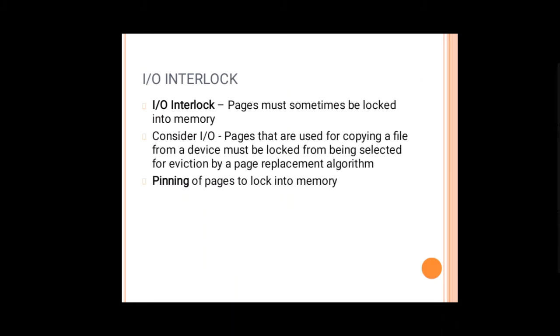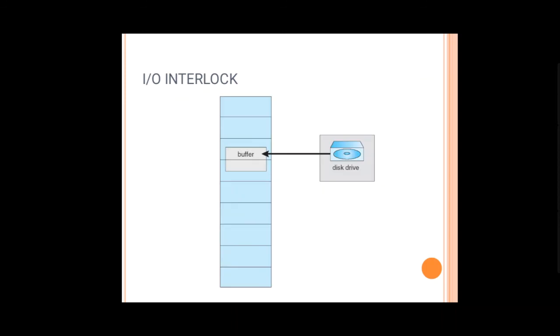So, I/O interlock. Pages must sometimes be locked into memory. Consider I/O: pages that are used for copying a file from a device must be locked from being selected for eviction by a page replacement algorithm. Pinning of pages is used to lock them into memory. But it is risky if you lock pages.